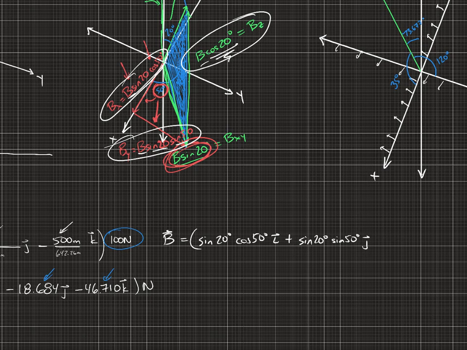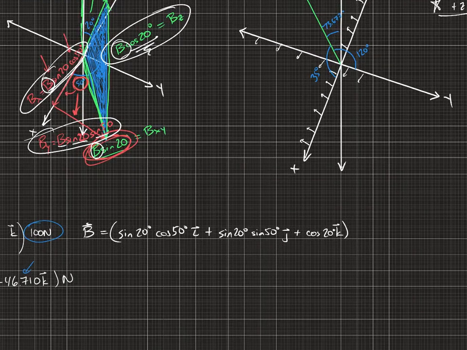And then we've got the vertical, which is the cosine of 20 degrees in the k. I'm going to leave B out front, which I'm pulling out of all of them. And that B is 80 newtons, so I'm going to put in 80 newtons out here.